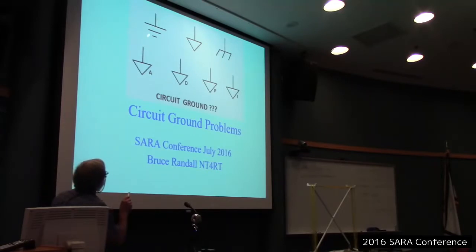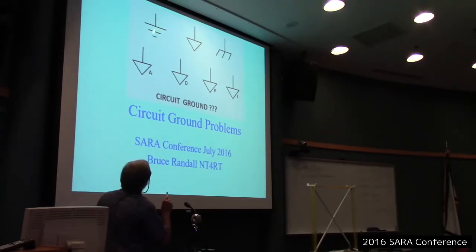You see that ground symbol is the most common, the oldest one. Sometimes you see a triangle, easier to draw. That's lots of times used for chassis ground. Then you'll see grounds with a little letter on them: an analog ground, digital ground, a power ground, and isolated ground. See that?